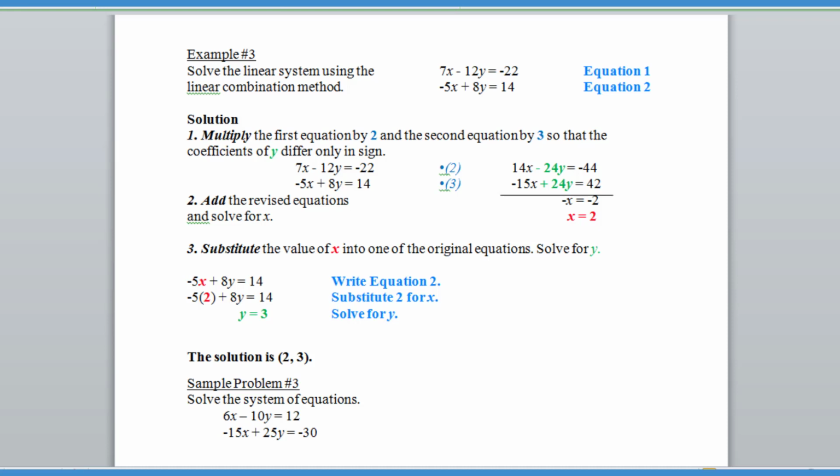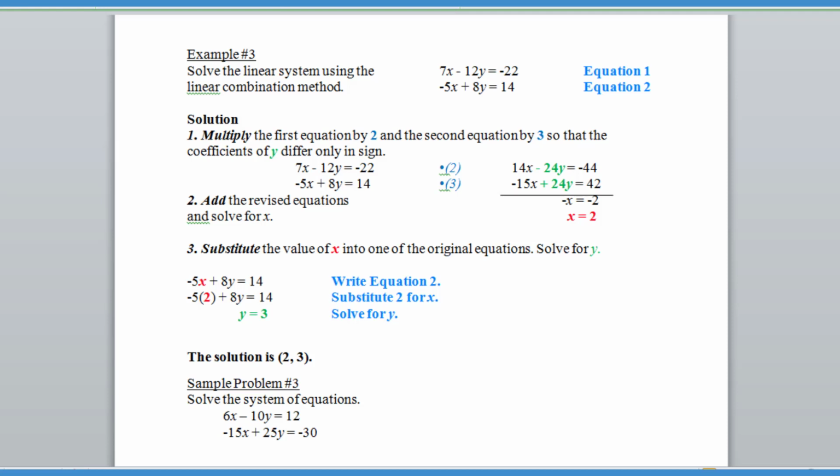If we look at example number 3, we can see that the 12 and 8 being even numbers, it'll probably be quickest and easiest to get those to line up with the same or opposite coefficients. In this case we pick 2 and 3, and when we multiply equation 1 by 2 and equation 2 by 3, we end up getting some 24s that are opposite coefficients. We would go about solving this the same way as before using linear combination. It's just now going to take twice the effort to get the equations to offset each other.